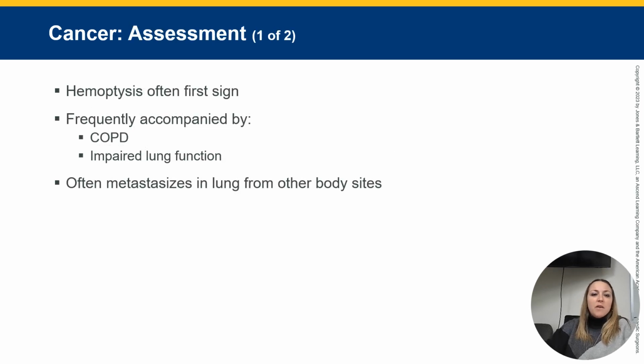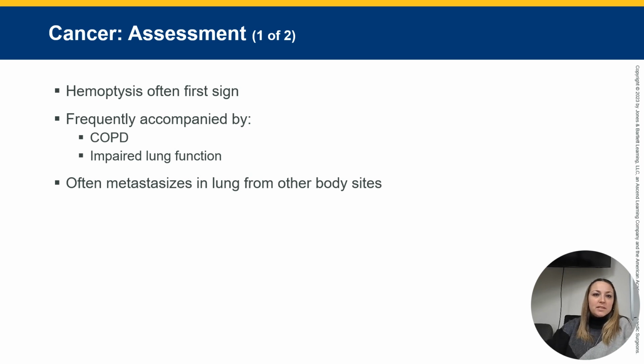But often one of the first signs of cancer is coughing up blood in the sputum, or hemoptysis. Usually associated with that is also uncontrollable coughing, especially when there are large tumors in the airway. COPD and impaired lung function frequently accompany lung cancer, which makes it even worse because you already have an issue and now you're building another issue on top of it.